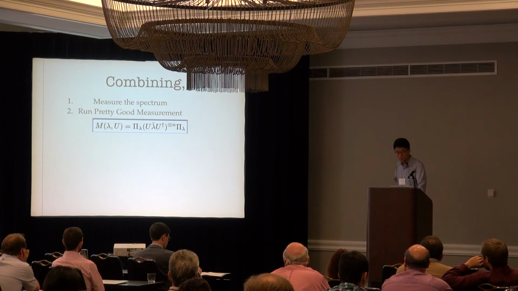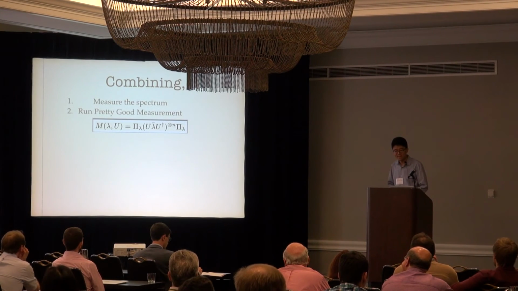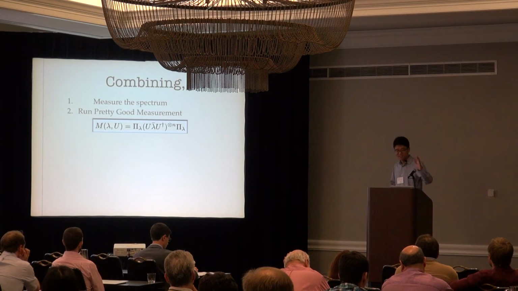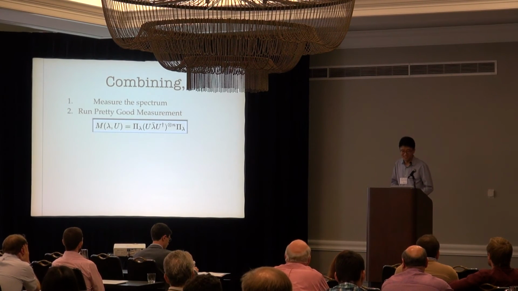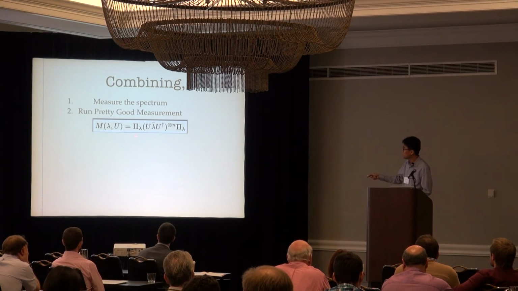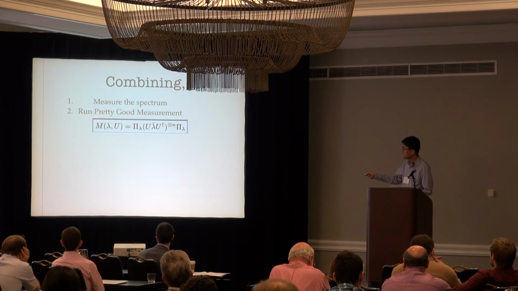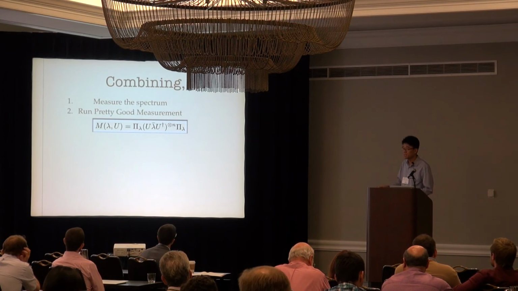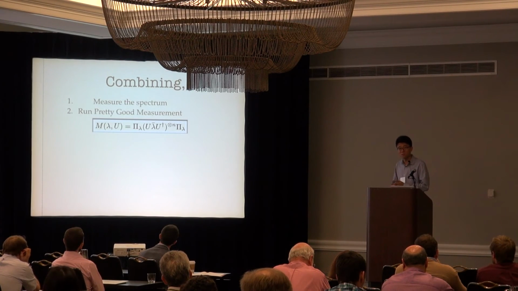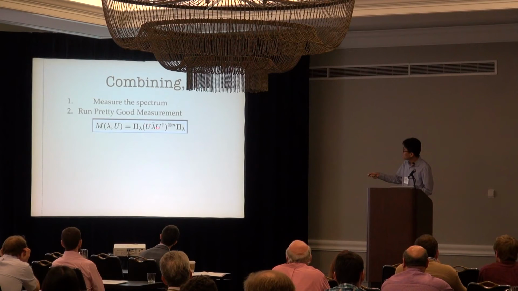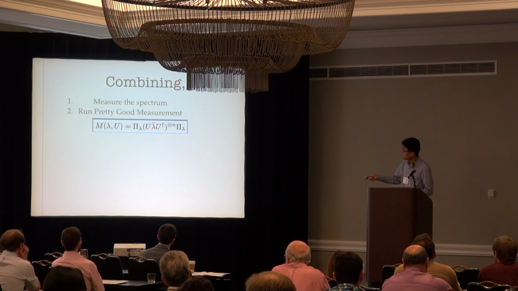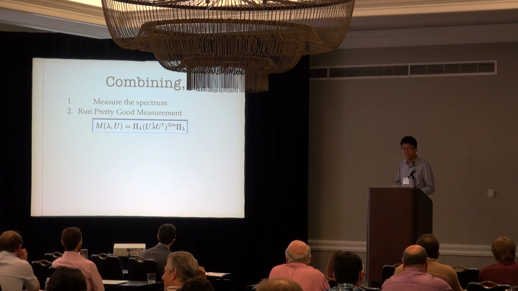Okay, let's combine those two. So our scheme is that you make spectrum estimation first, and then you implement that pretty good measurement. And combining in equation, our POVM element looks like this. Pi lambda is the projection onto the irreducible component. And this looks like a state that has information about which direction you're in. And the spectrum of that state is just related to lambda in a direct way.